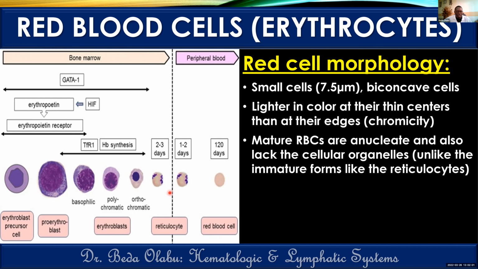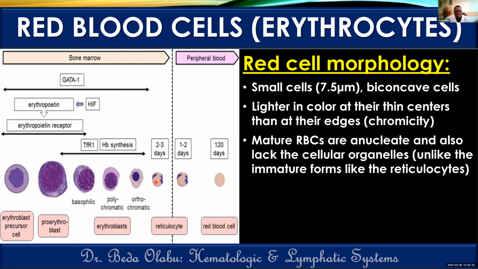Just before maturity, the last cell in the bone marrow is called the reticulocyte. A reticulocyte is a red blood cell that has already lost its nucleus, but it has not completely lost the other cellular organelles. So it may have the other cellular organelles, or fragments of those cellular organelles are still present within that cell. That is what we call the reticulocyte.